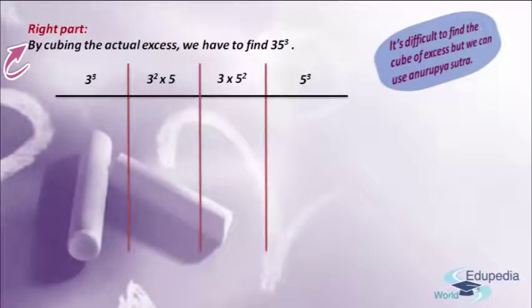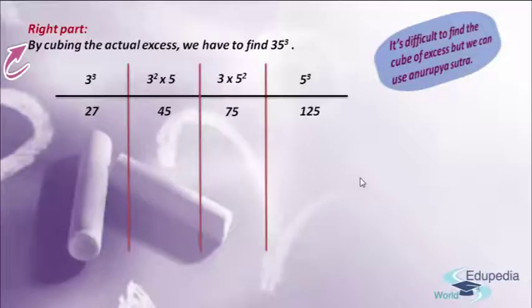Now we have to write the answers of all these numbers below the horizontal bar. If you do 3 cube, you get 27, and 3 square into 5 we get 9 into 5, which equals 45, and 3 into 5 square we get 3 into 25, which equals 75, and 5 cube we get 125.